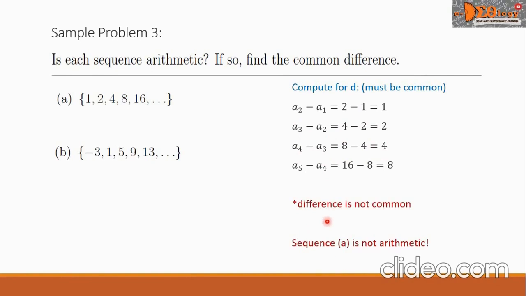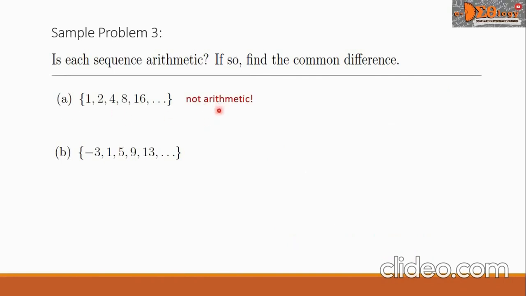We can see that the difference is not common for any 2 consecutive terms. So we can conclude that the sequence A is not arithmetic. We will write our answer opposite sequence A. Let us go to sequence B.